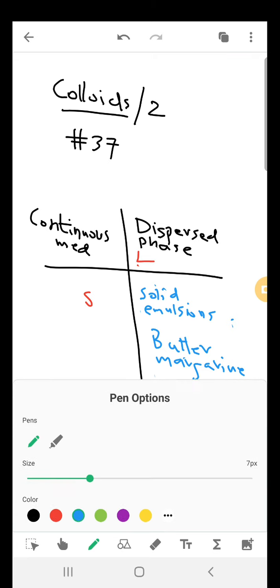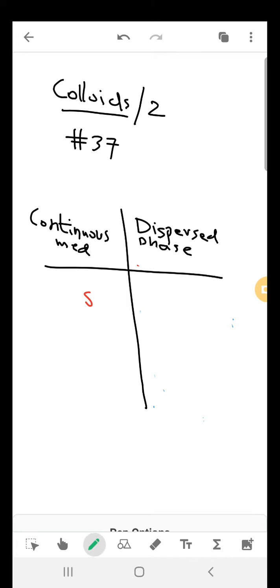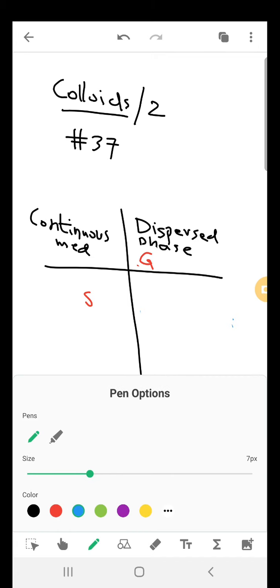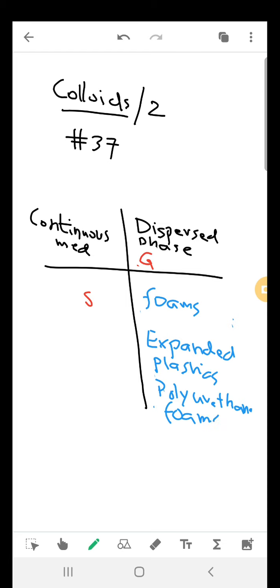Lastly, if it is a gaseous phase dispersed in a solid, then the possible colloids are foams and expanded plastics, like polyurethane foams. These have a gaseous part and a solid as the continuous medium.